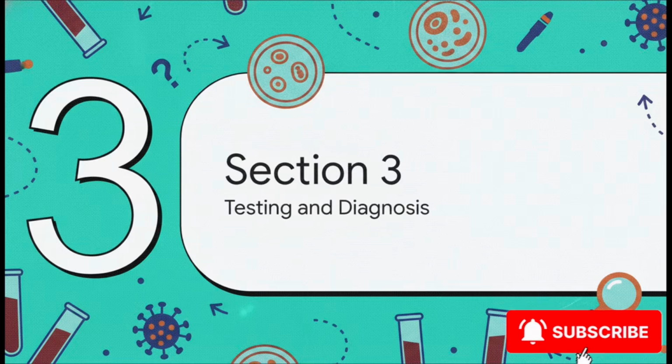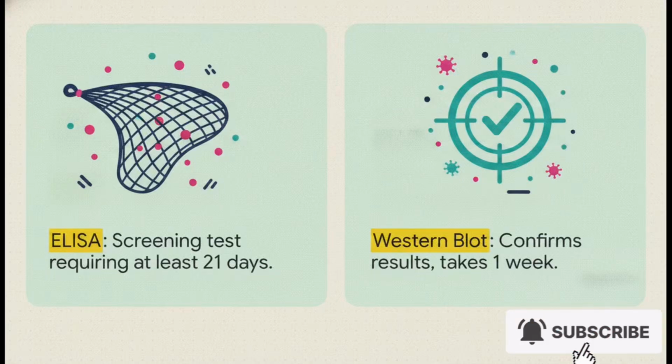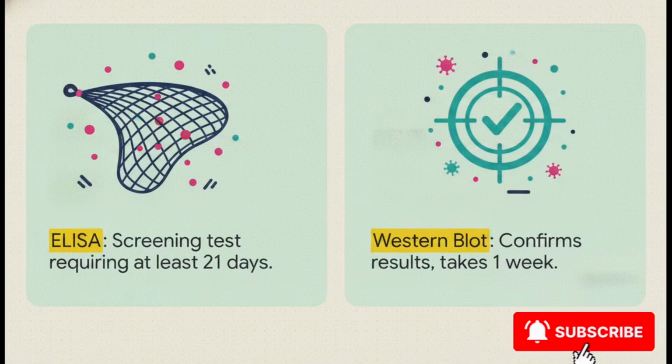So, how exactly do we go about finding a virus that is so notoriously good at hiding? Well, we have 2 primary tests, and it really helps to use a fishing net analogy here. The ELISA test, that's our wide screening net. It's super common, but it takes at least 21 days for the HIV antibodies to actually show up enough to be caught in it.